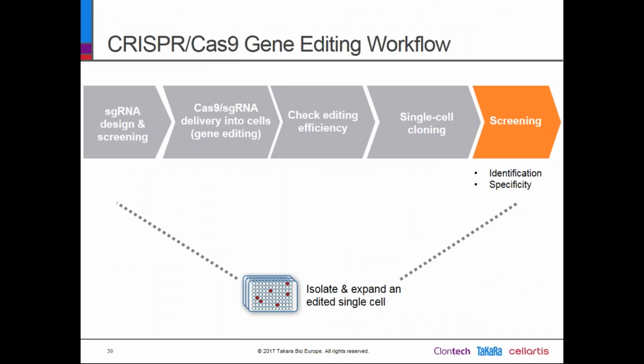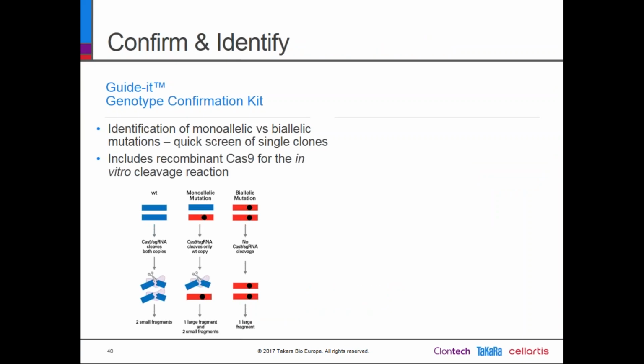Let's get to the last step of the workflow. So once you have isolated your single clones, you can then screen them to check which ones carry the desired mutation. And here we have one tool which is called the Guided Genotype Confirmation Kit, which is a quick screening of single clones. This kit can be used to identify wild-type clones and clones carrying monoallelic versus biallelic mutations.